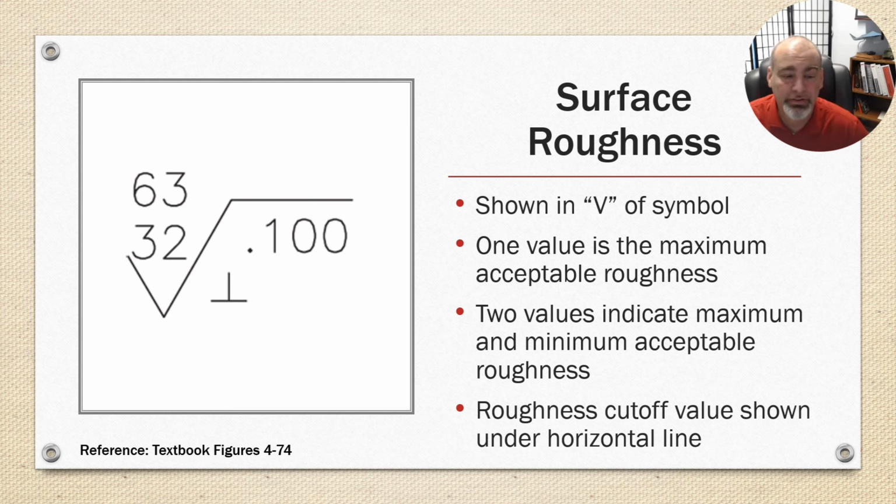And the roughness cutoff value is shown under the horizontal line. And this one in particular has a perpendicular lay pattern, and that would be lines perpendicular to whatever line was denoted on the drawing.